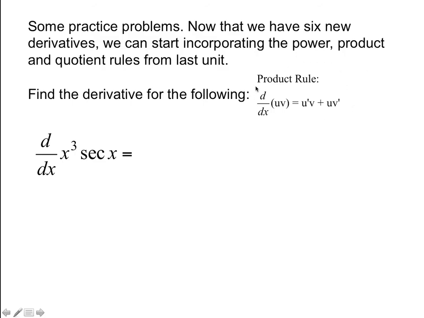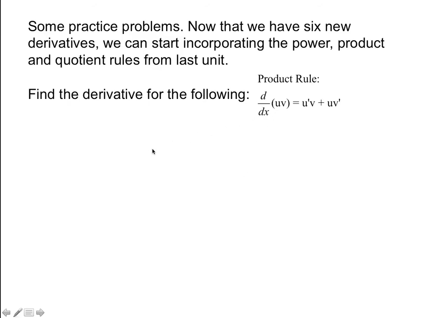So I put the product rule over here for you to remember. So it's a derivative of the first function times the second plus the first function times the derivative of the second. So we'll take these one at a time. The derivative of this, x cubed, is 3x squared. And then we're going to multiply that times secant, plus. Now we're going to take x cubed and multiply it times the derivative of secant, which is secant tangent. And so this is the derivative, and we don't have to simplify it. I mean, you could, but you don't have to.